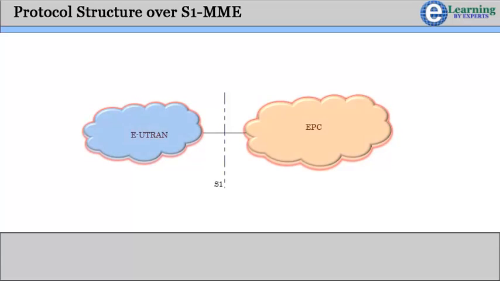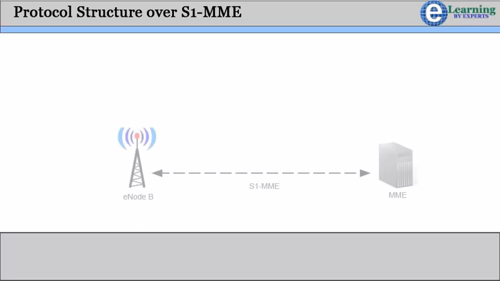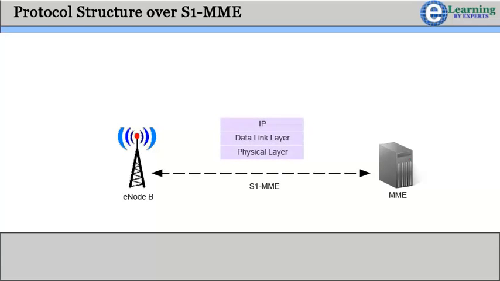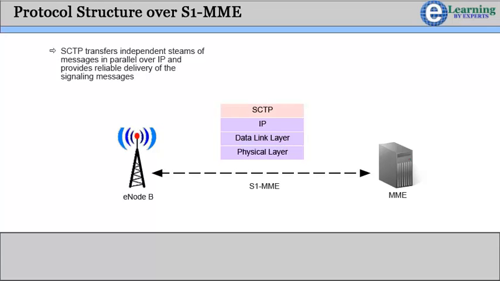The S1 interface connects the eNode B to the EPC. It is split into two interfaces, one for the control plane and the other for the user plane. The protocol structure over S1 is based on a full IP transport stack with no dependency on legacy SS7 network configuration as used in GSM or UMTS networks. S1-MME uses Stream Control Transmission Protocol, or SCTP, to transfer several independent streams of messages in parallel over IP and provides reliable delivery of the signaling messages.